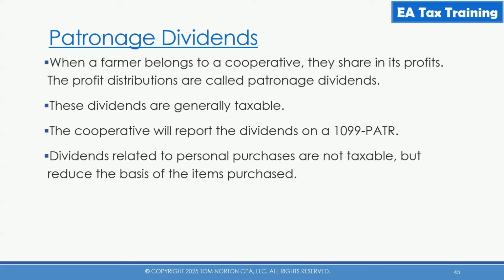However, dividends related to personal purchases are not taxable, but reduce the basis of the items purchased instead. So the farmer's part of the cooperative, they are probably buying things from the cooperative as well. So any dividends related to their own purchases are not going to be taxable to them, but they do have to reduce the basis of the items. So if those are items that they are going to resell, for example, then their gain on the resale is going to be greater because they had to reduce the basis.